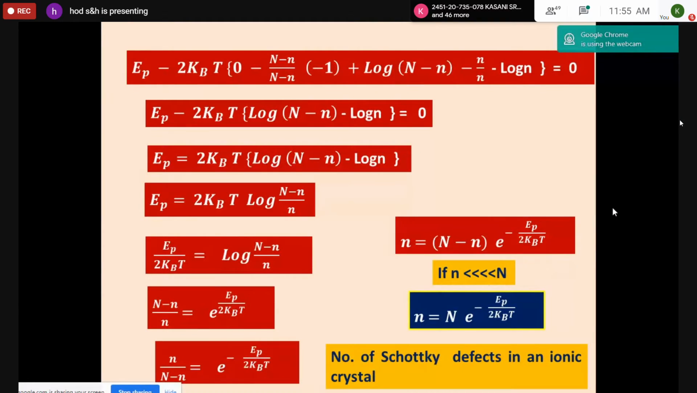This derivation you should do: derive an expression for the equilibrium concentration of Schottky defects in ionic crystals. Otherwise, derive an expression for the concentration of Schottky defects in metals. The first derivation you have to do.